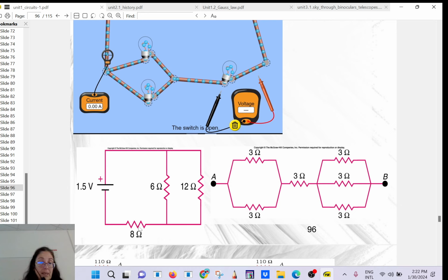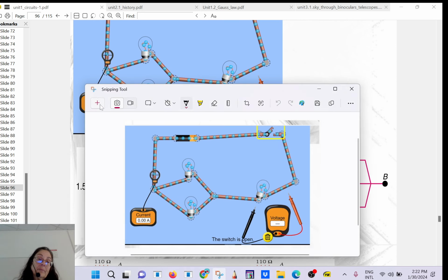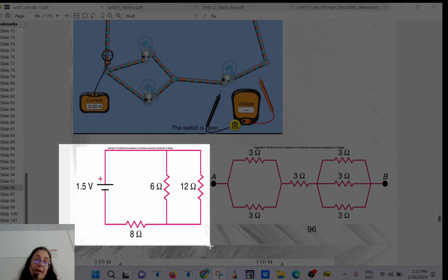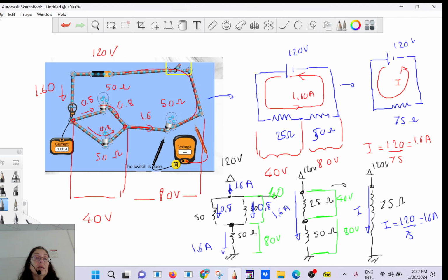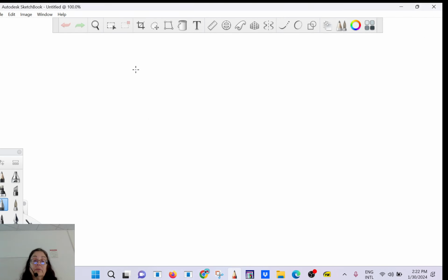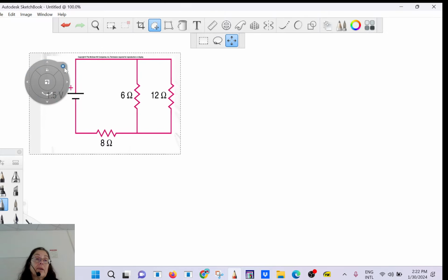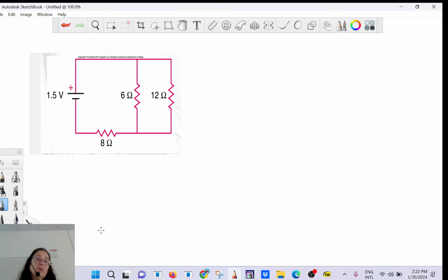The question is find the current drawn from the battery, and find the current here, or find the voltage here and find the voltage there. It's up to you, okay? You have different ways to do it. I don't know how you want to do it. I like to do the engineering way, but you don't have to.